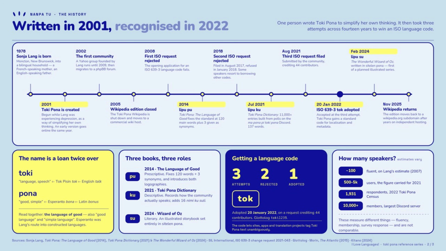It gained traction quickly. The first community formed in a Yahoo group she created, which ran from roughly 2002 to 2009, before migrating to a phpBB forum. The name is itself a compact etymological record. Toki descends from Tok Pisin tok, ultimately English talk, and pona from Esperanto bona, ultimately Latin bonus.